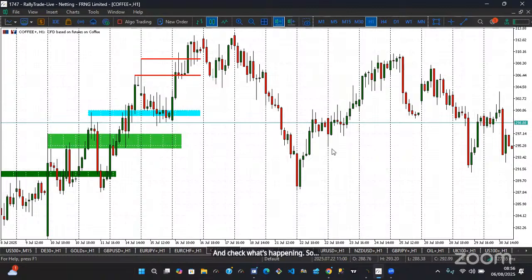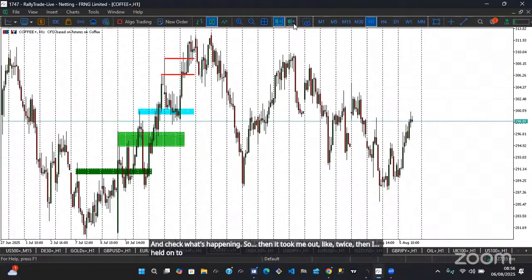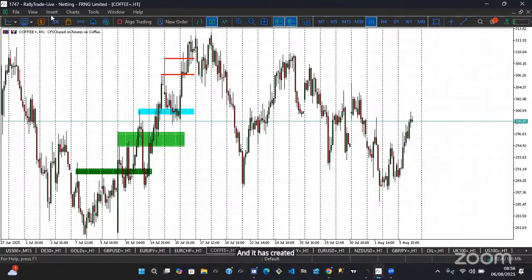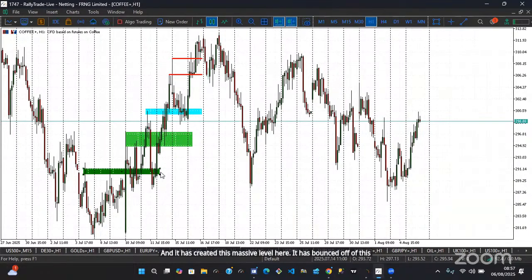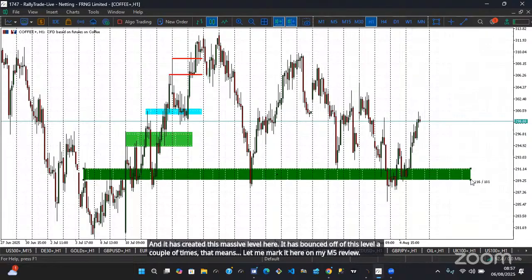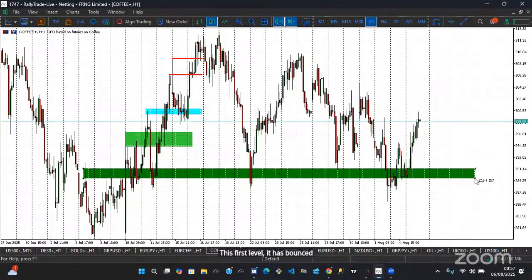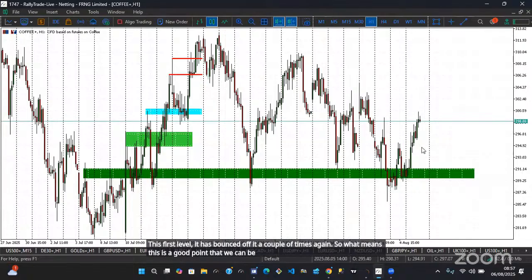So then it took me out like twice, then I held on to see. Price came back all the way to the downside, and it has created this massive level here. It has bounced off of this level a couple of times. Let me mark it here on my MT5. This first level, it has bounced off it a couple of times again. So which means this is a good point that we can be buying from, all things being equal.